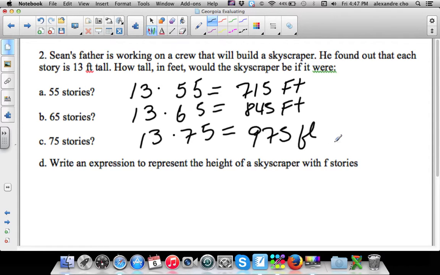Okay, we want to create an expression over this. So 13, you notice that doesn't change, so that's going to stay the same. And what did change is the number of stories, and they want us to use the letter F for the number of stories. There's your expression, 13 times F, and F representing the number of possible stories. That would give us the height, the total height of the skyscraper.